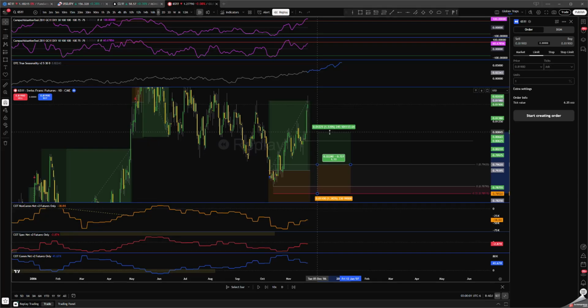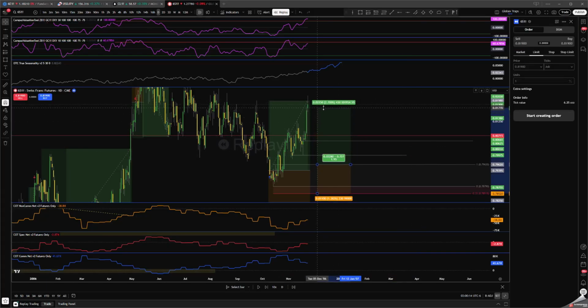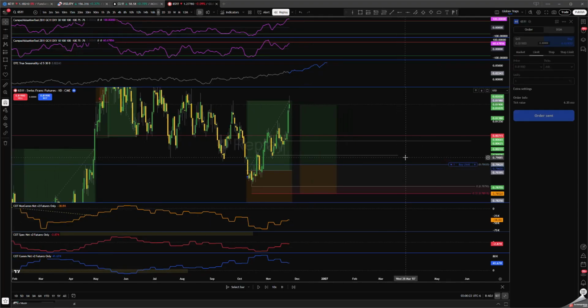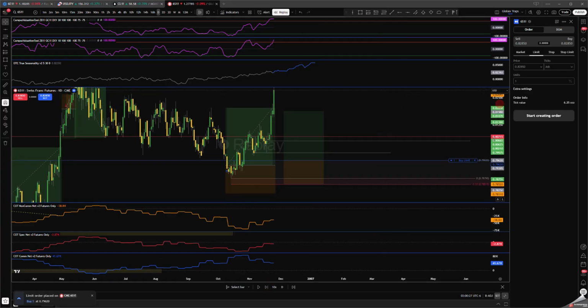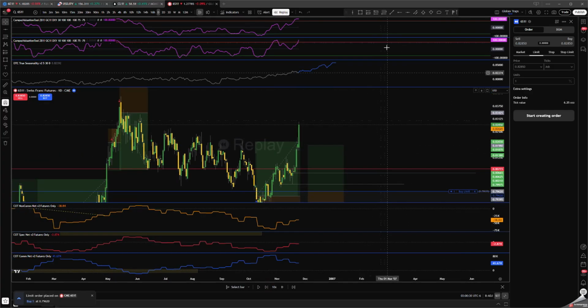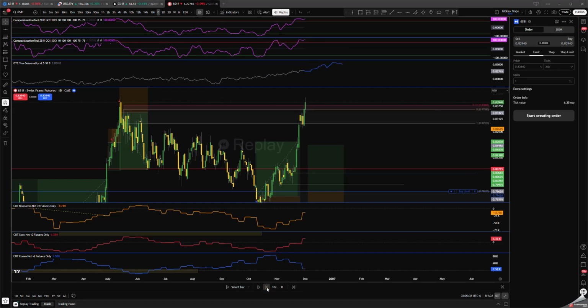And 1 to 1 here. This gap I will highlight again, and 1 to 2. Okay, buy. Okay, it's hitting this supply area. Broke it.